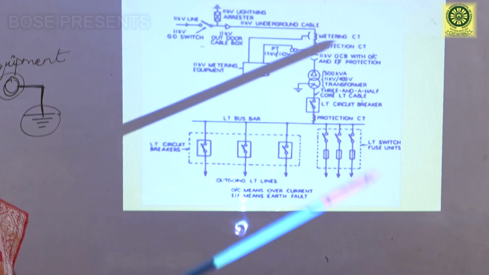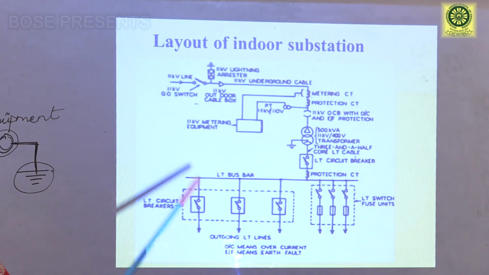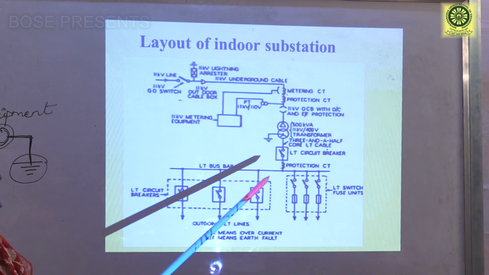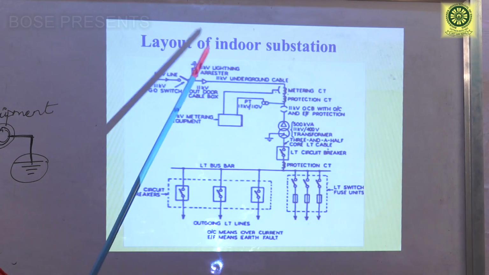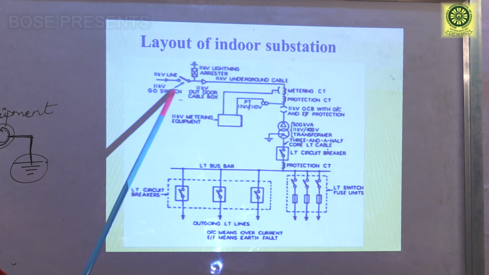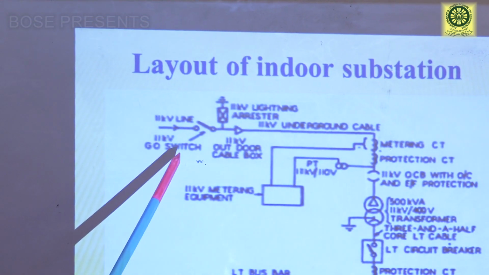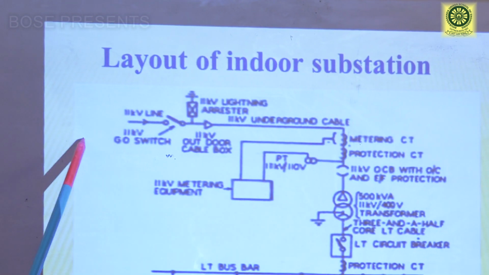Then come to the layout of an indoor substation. This is the most important part of your portion. It always comes in your exam. Now, what is the layout? See, first the 11 kV line comes. Here is the GO switch, that is a gang operated switch. This also acts as an isolator.